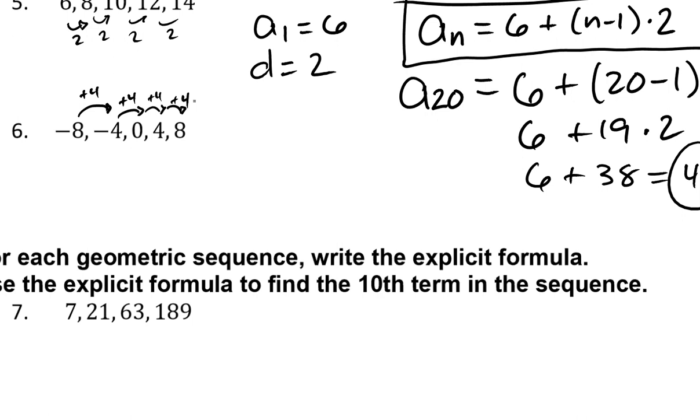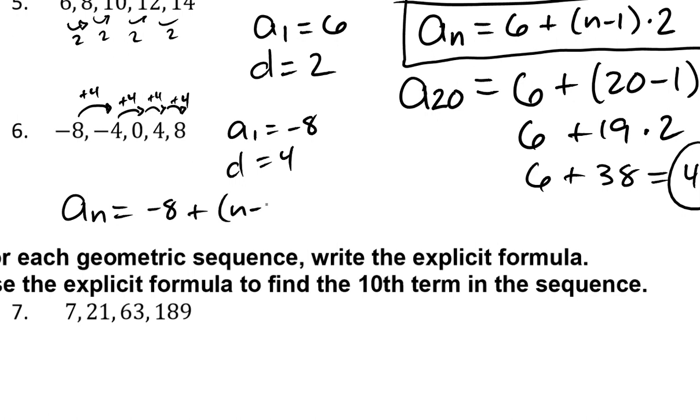So my first term is negative 8 again, so a sub 1 equals negative 8. My common difference is the number 4. So if I write down the explicit rule, it's going to be a sub n equals the first term, which is negative 8, plus n minus 1 times my common difference of 4. So that is the explicit formula for this arithmetic sequence.